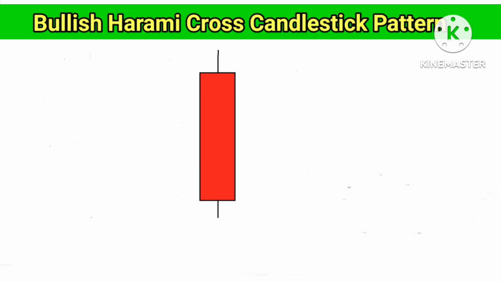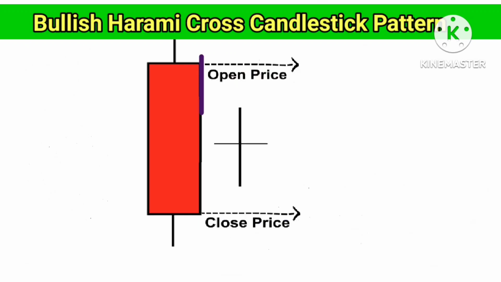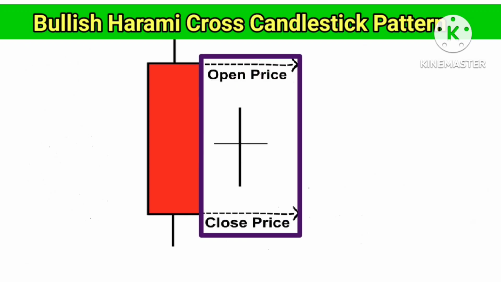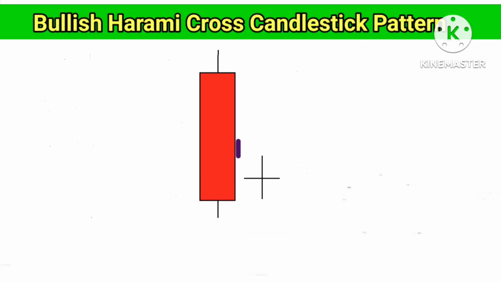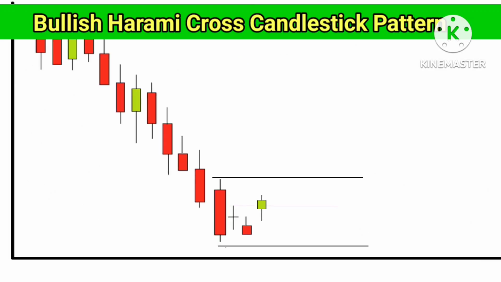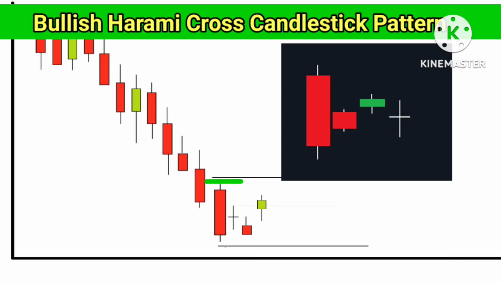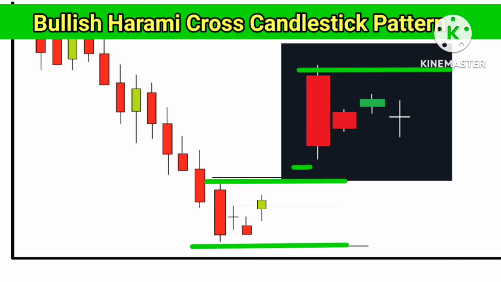The first candle of this pattern is a strong big bearish candle and the next candle is a doji. And this doji can be anywhere within the range of the red candle. It can be either near the bottom or near the middle or near the top of the red candle. Such a pattern can also be considered a bullish Harami cross candlestick pattern, in which all the upcoming candles are within the range of the red candle.